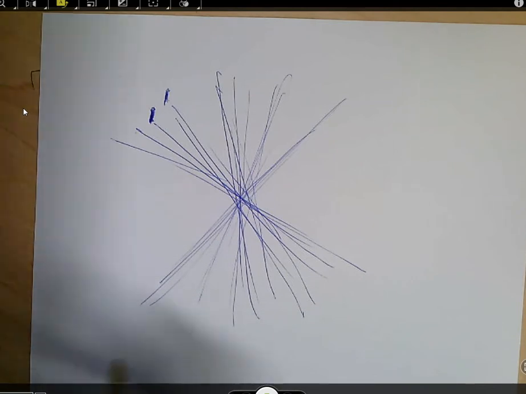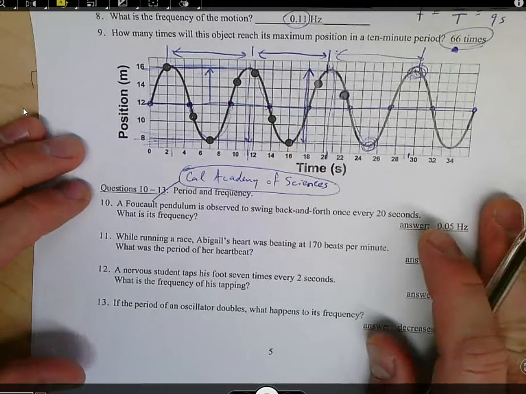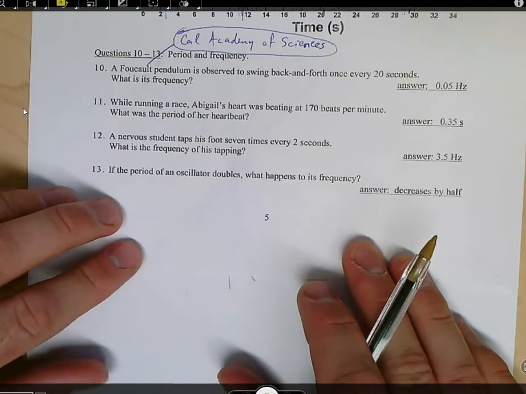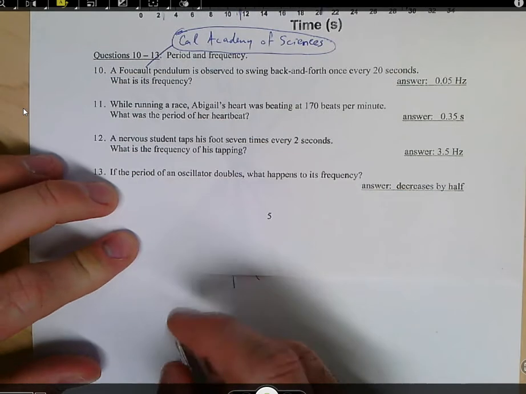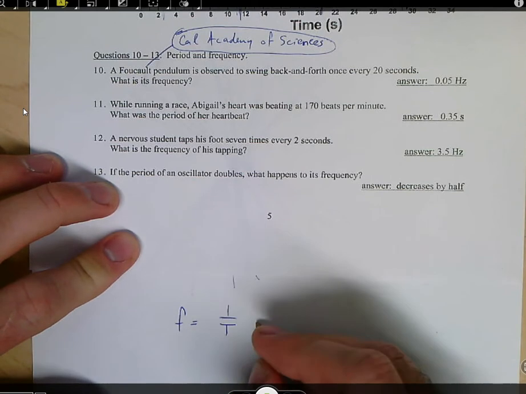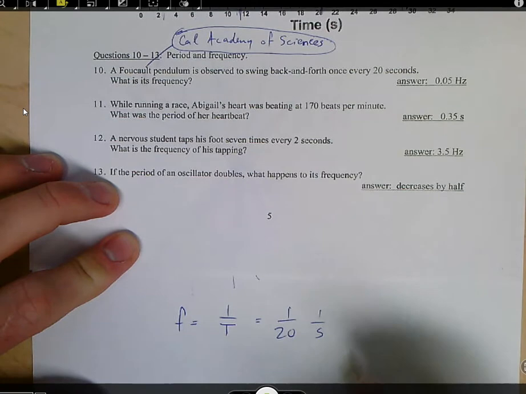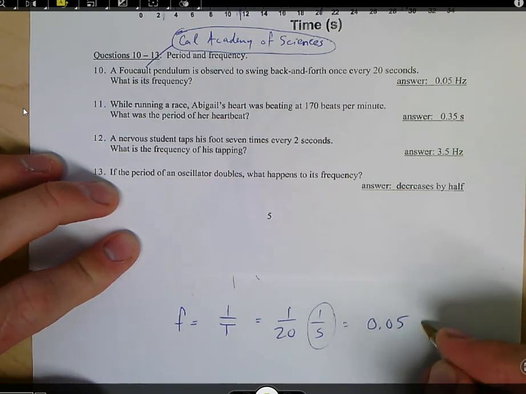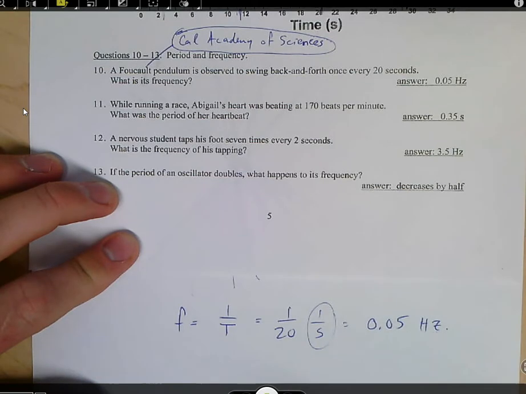So anyway, back to our boring problem here: this thing goes back and forth once every 20 seconds. What's its frequency? We can literally just apply our formula. Frequency is 1 over period, so 1 over 20, 1 over seconds. This is hertz. 1 over 20 is 0.05. If you weren't sure how to do that, you can always plug it into a calculator. That's okay. So 0.05 hertz.